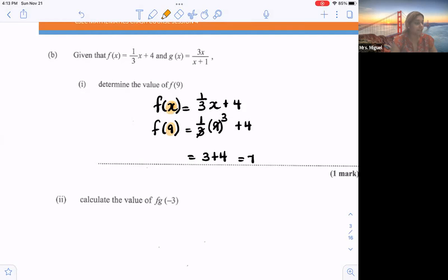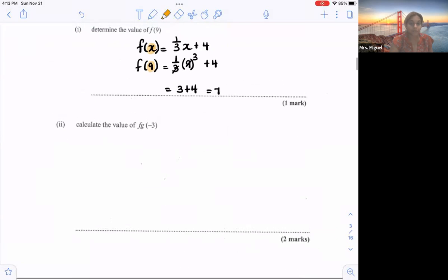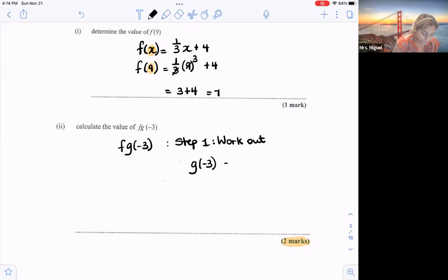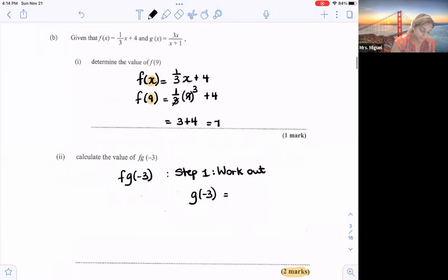Now, f of g of x is called a composite function. And if you notice, it is worth 2 marks, which means you have to do 2 parts to get those 2 marks. So f of g of -3. Step 1, work out g of -3. So the g of x function is 3x over x plus 1.